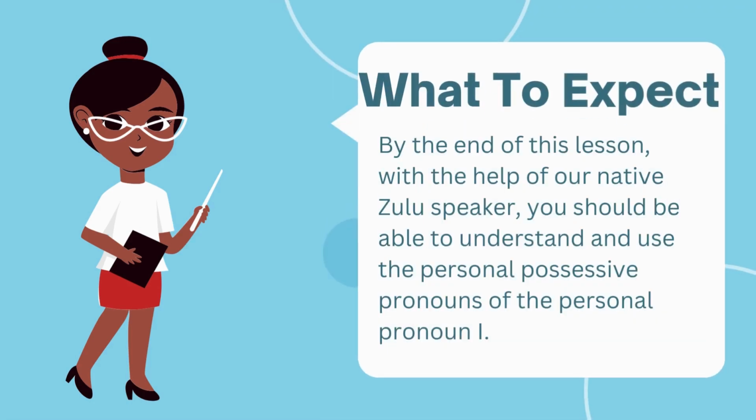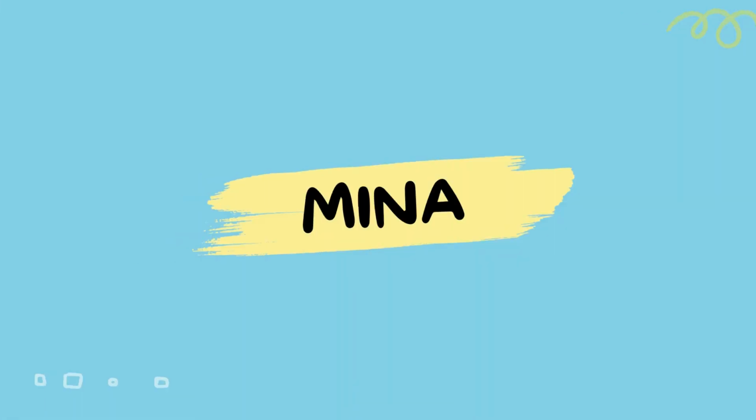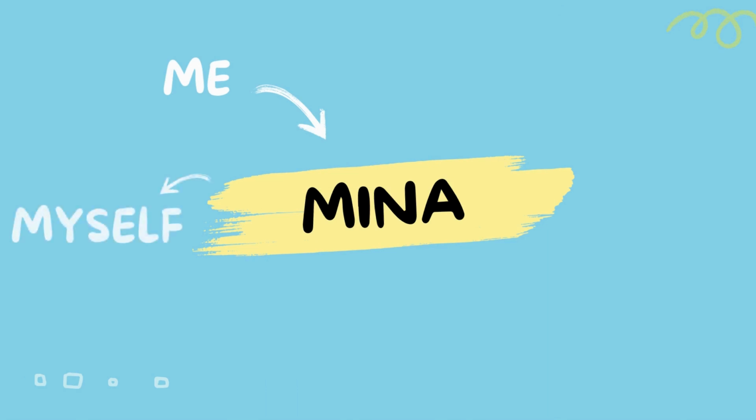By the end of this YouTube lesson, with the help of our native Zulu speaker, you will be able to understand and use the personal possessive pronouns of the personal pronoun I. Let's get started. The following pronoun has three meanings. Mina. This word means me, myself, and I.